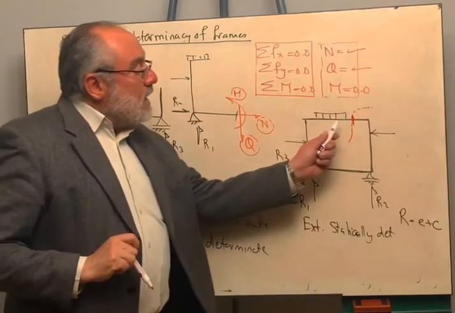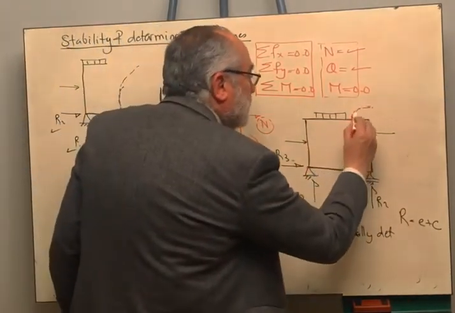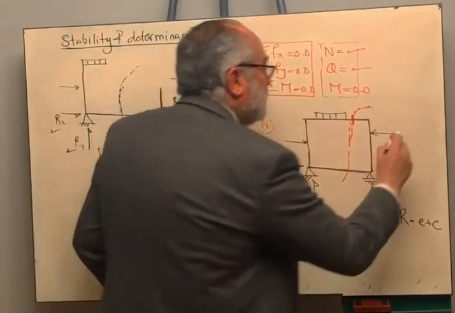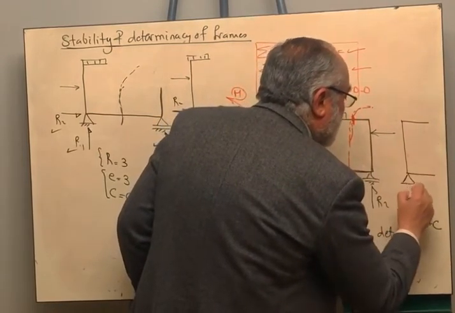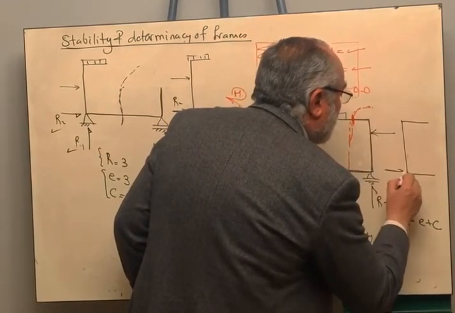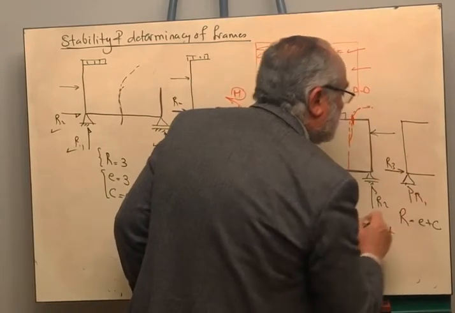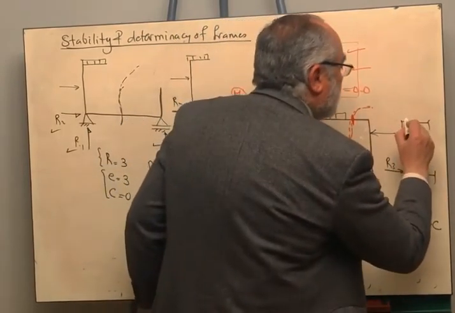Because still the structure is connected. You have to cut this way. So in this case, when you are cutting this way, you will be getting how many internal forces? This is R3 and this is R1. You are cutting a section here and you are cutting a section there.